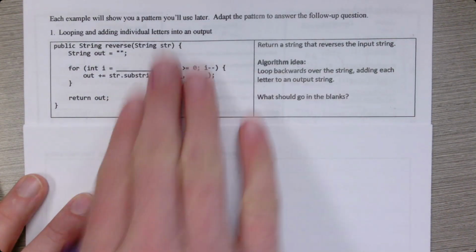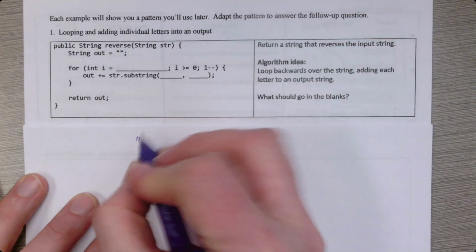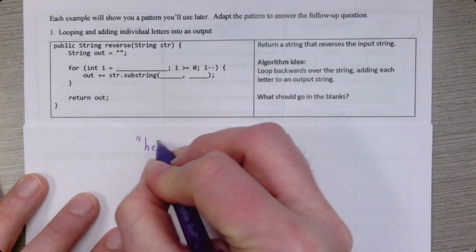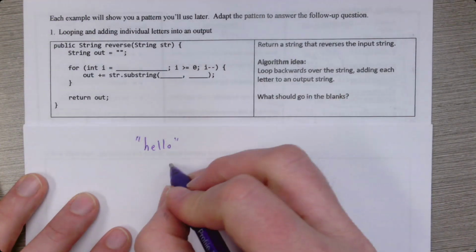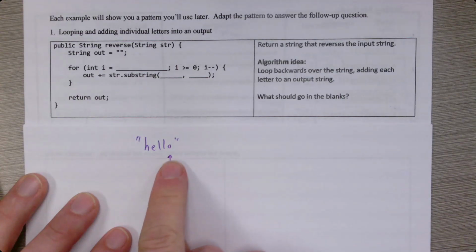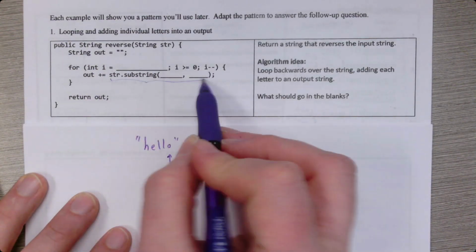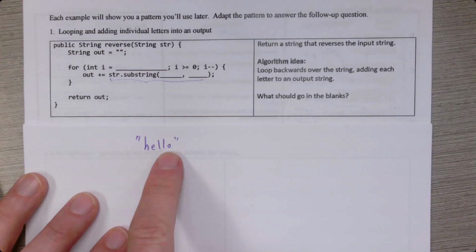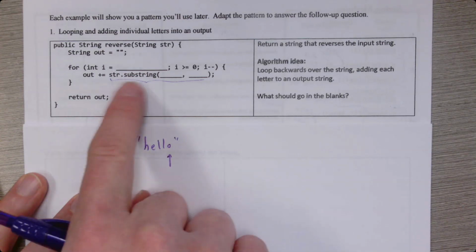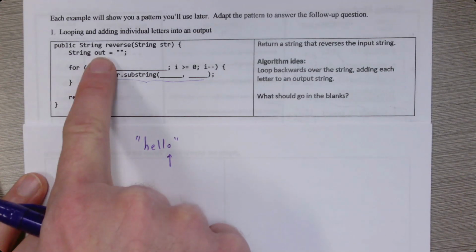So let's imagine how that works just to make sure it makes sense for us. If the string I'm trying to reverse is hello, I'm going to loop backwards over the string. So I'm going to start with the last letter and loop the opposite direction. That's what this for loop must be about. This must be about I'm going to get letters out one at a time. So I'm going to get the letter O out of the string, and then I'm going to append it to the end of this output string here.